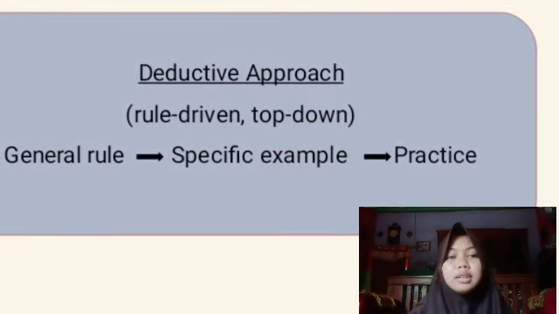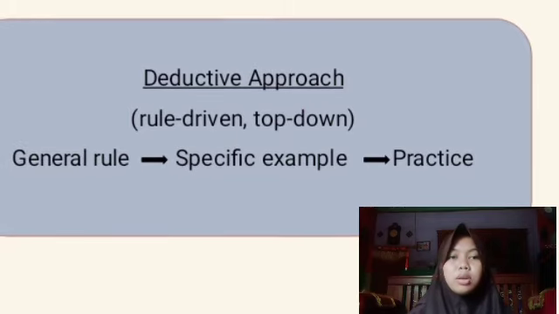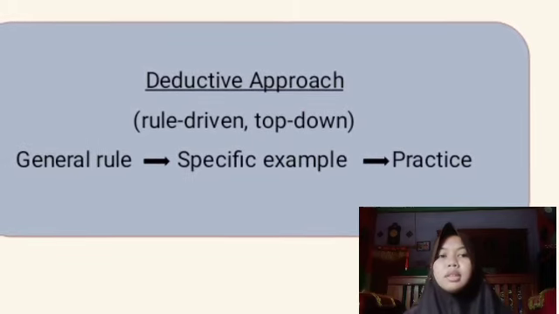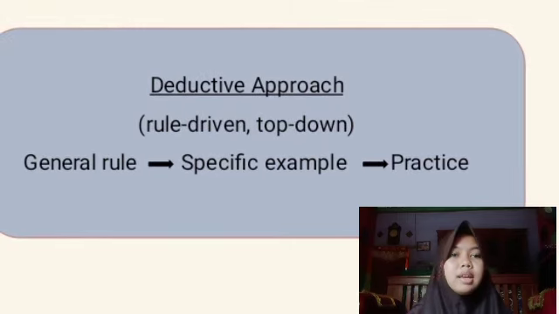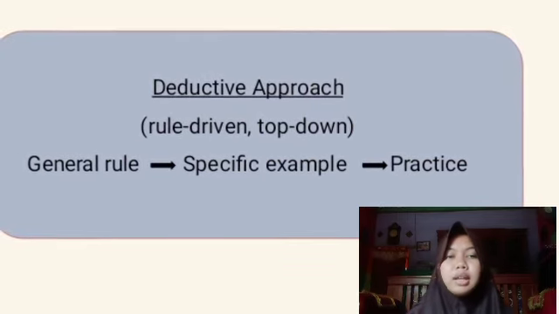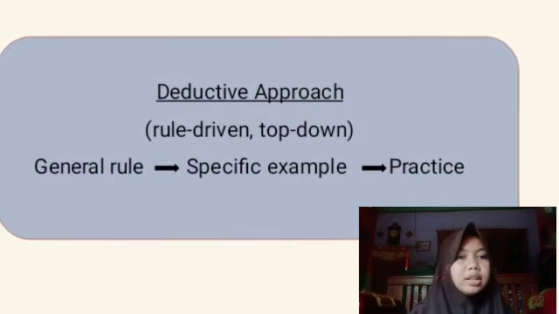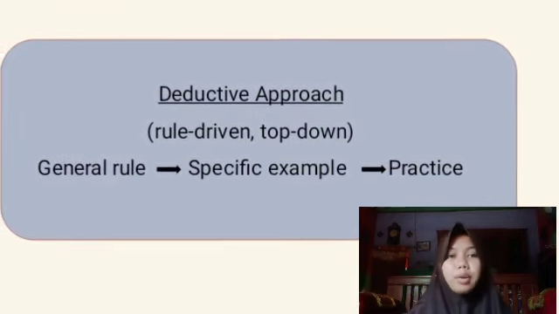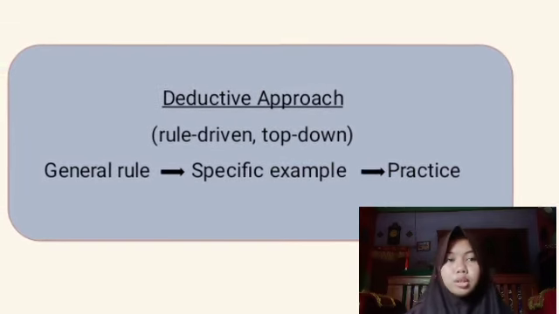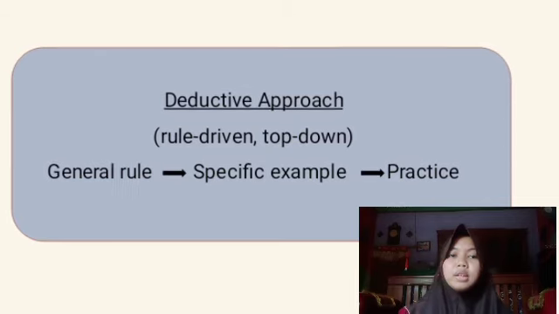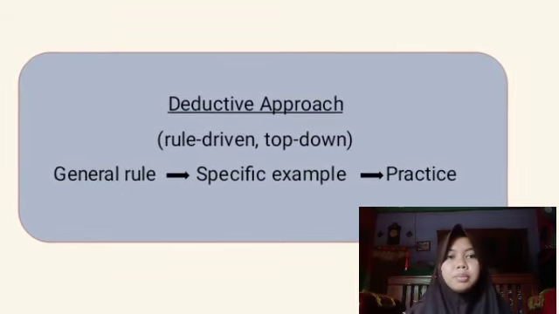General rule means that the language is taught from the whole to parts. So the students understand the grammar rules and the structure first. The second one is a specific example. It means that the students see the example provided by the teacher. And the last one is practice. It means that the students begin to produce their own examples after understanding and seeing the example from the teacher.